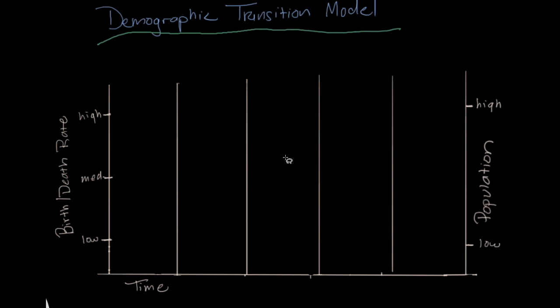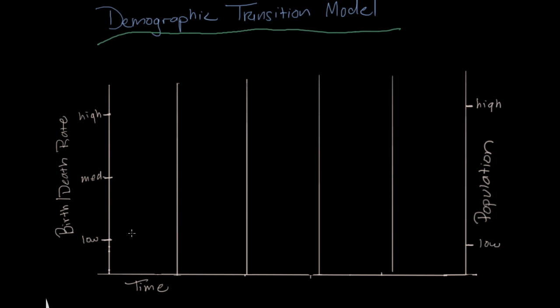Transition model. Basically, this is a graph that seeks to explain how different social and economic factors relate to changes in population within a country. On the y-axis of this graph, it measures the birth and death rates and total population of the country. And on the x-axis, it's time.